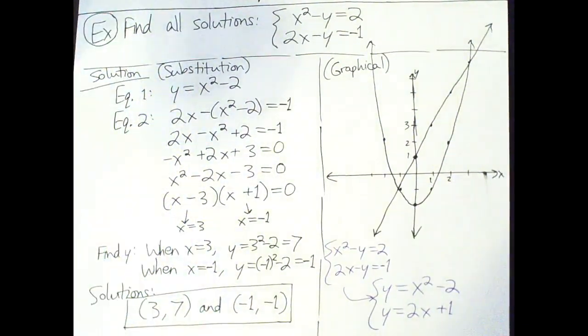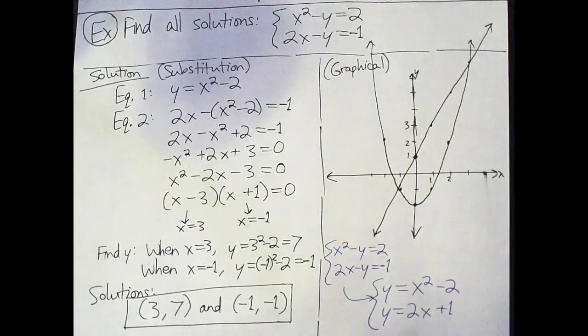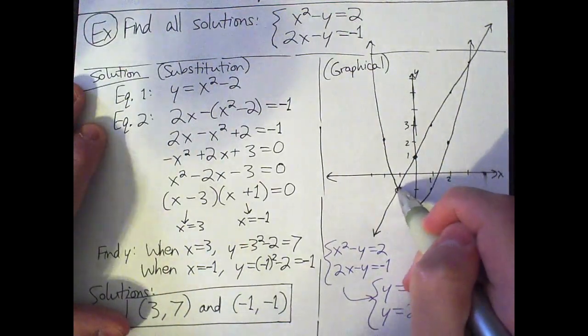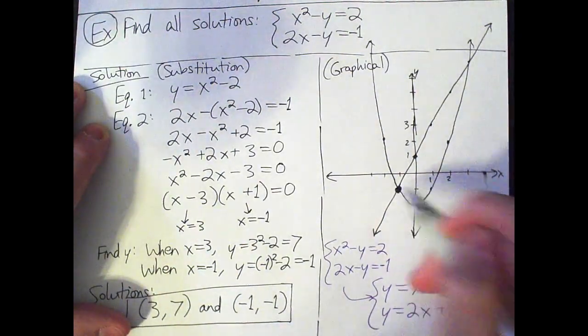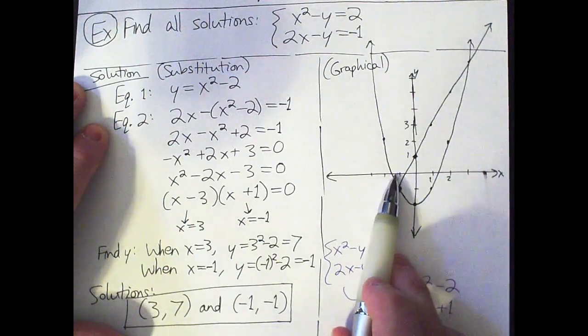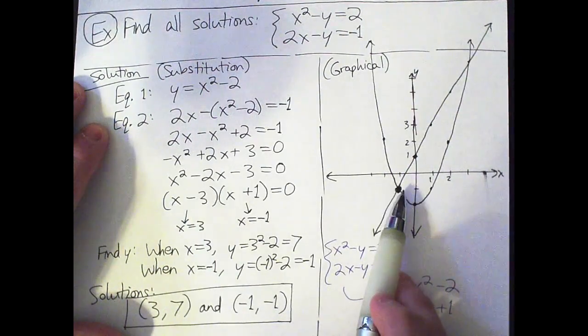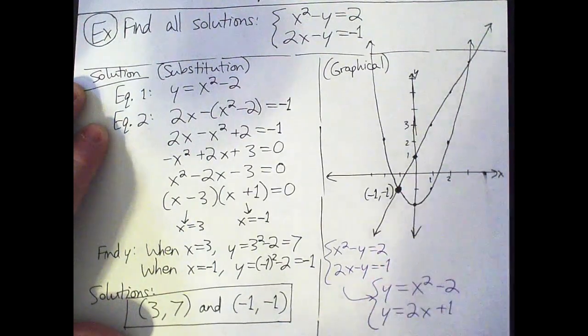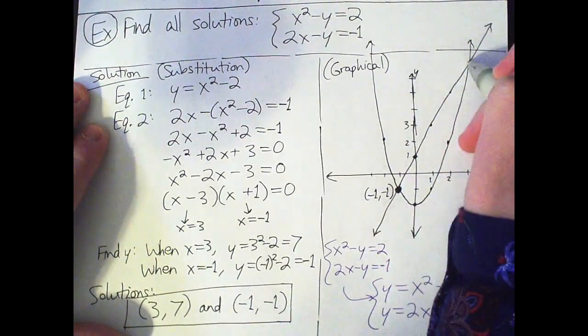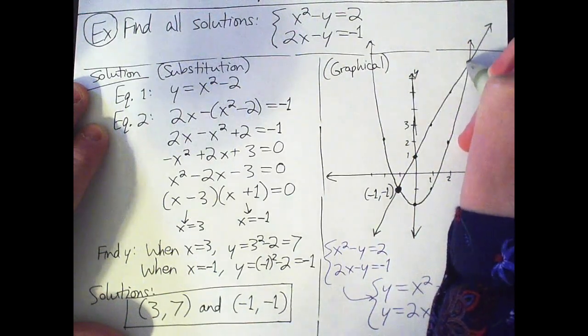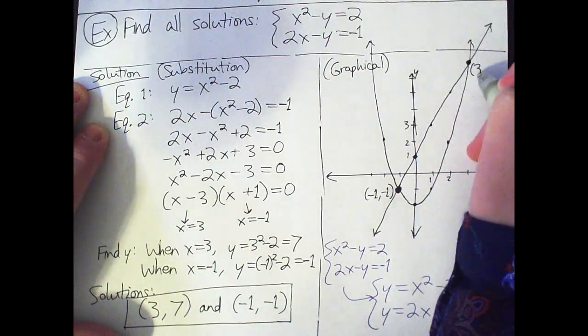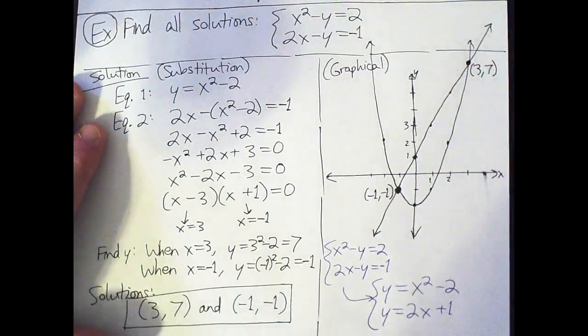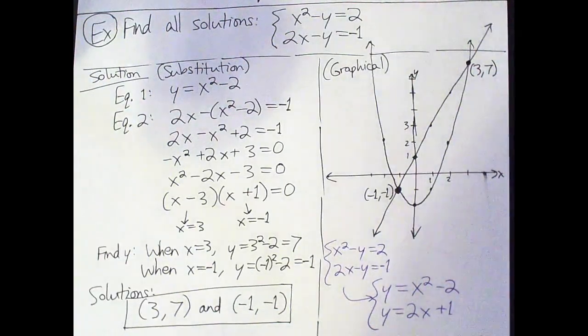So this is the intersection of a parabola and a straight line. And where do they intersect? Well, this point down here looks like it's at -1, comma, -1. And this point up here, if you're careful with the graphing, then you would find that this is the point 3, comma, 7. So that's why it makes sense that we had two solutions, 3, comma, 7 and -1, comma, -1.